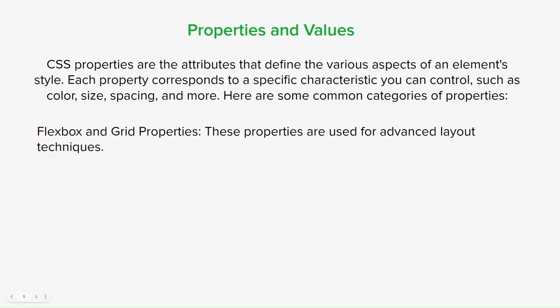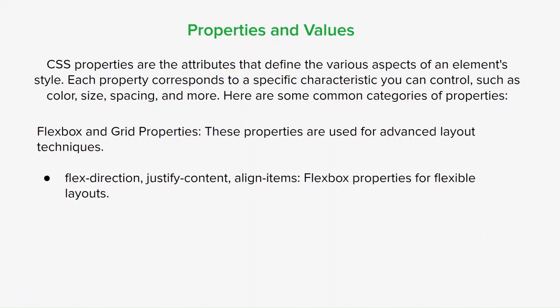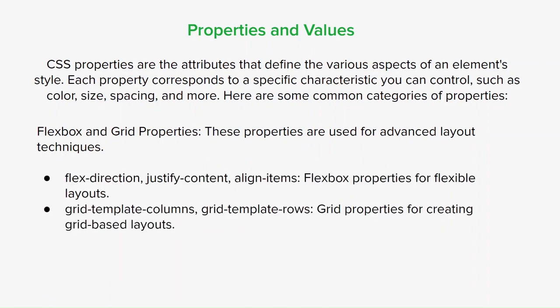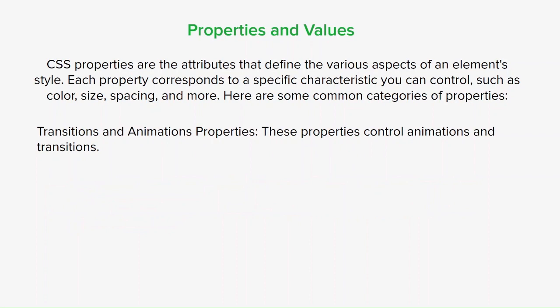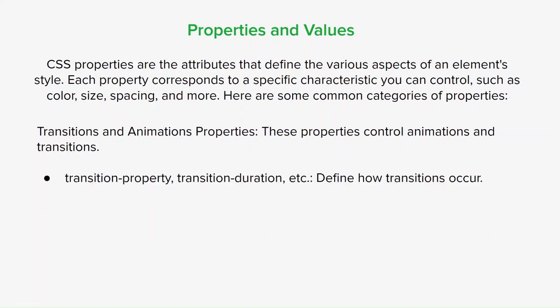Then you have flexbox and grid properties as well, and these properties are used for advanced layout techniques, things like flex direction and justify content, and these allow for flexible layouts. And then you've got grid template columns and grid template rows, and grid properties for creating grid-based layouts. And lastly, you have transitions and animations properties, and these properties control animations and transitions. Things like transition property defines how transitions occur, and animation, and these create animations as well.